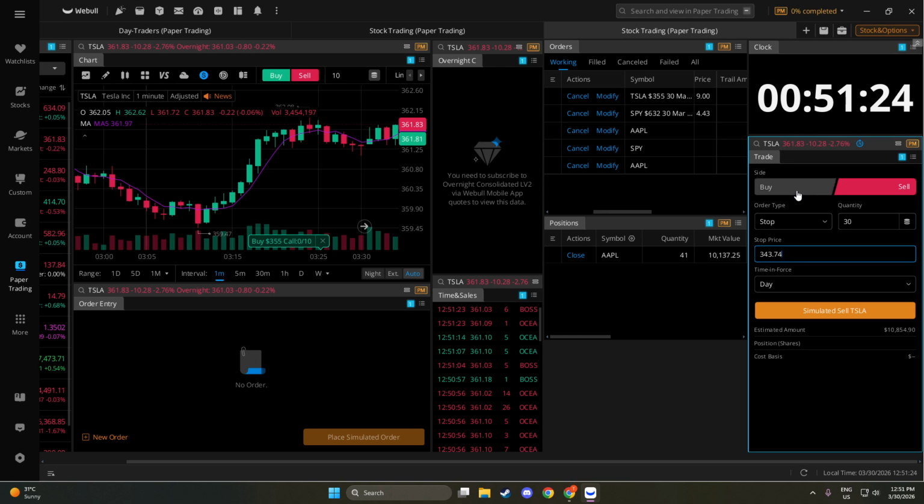Now enter your stop price and quantity. The stop price is the trigger. When the stock trades at or below this number, your sell order goes live. The quantity should match how many shares you want protected, whether that's your full position or a portion.